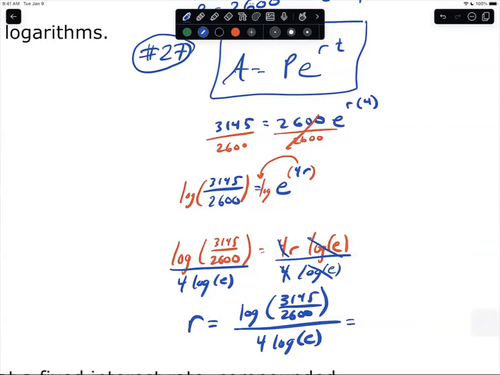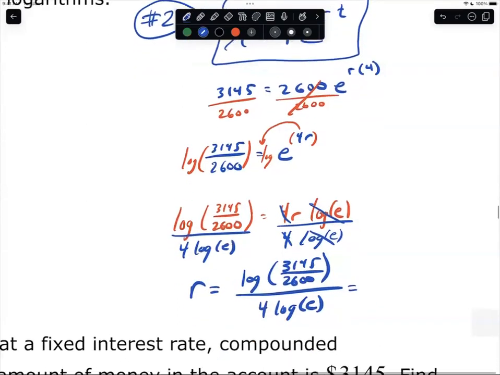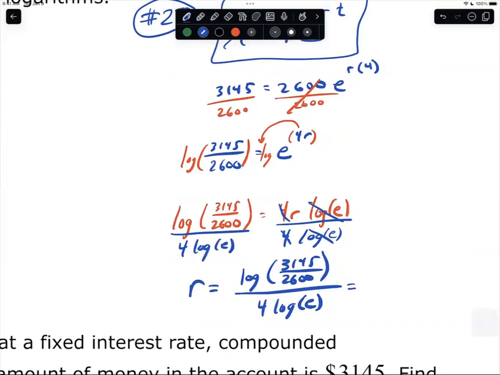This would have been a little bit cleaner if you had to use natural log, but either one will work. So let me approximate this here. You'll probably have a calculator given to you for this kind of problem, because there's no easy way to do this without a calculator. 3145 divided by 4 log of e. And what do I get? 0.04757, right? Okay, so something like this.